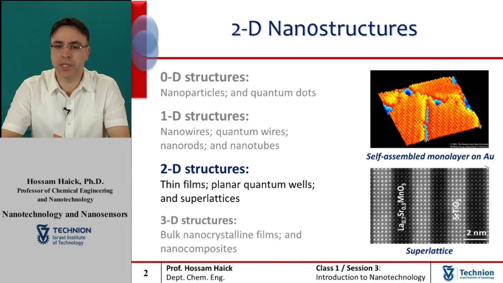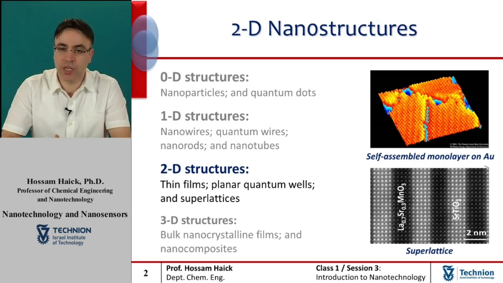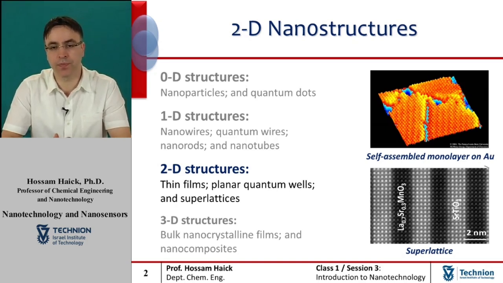In this session, we will continue what we have already started in session number 2 of class number 1. Two-dimensional structures include thin films, planar quantum well, and superlattices, as could be seen on the screen.